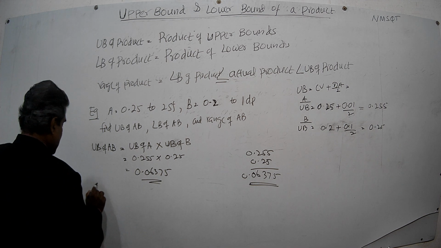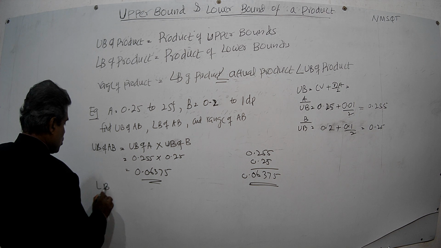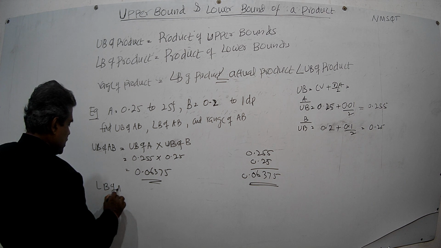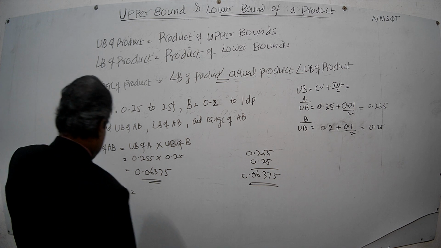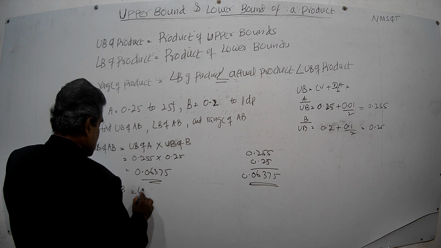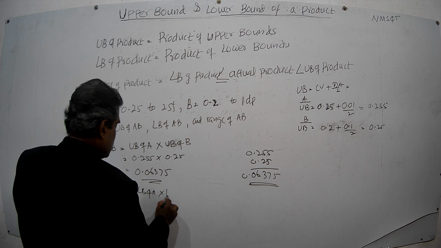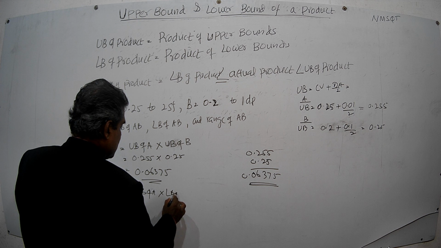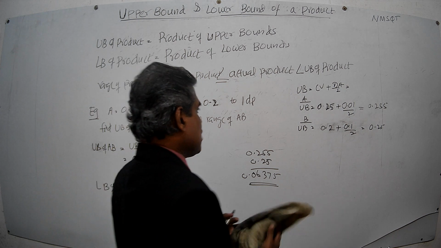So that is the upper bound of AB. Then we need the lower bound. Lower bound of AB equals what? Lower bound of the product equals the product of the lower bounds of A and B. Right. Then lower bound of A into lower bound of B.